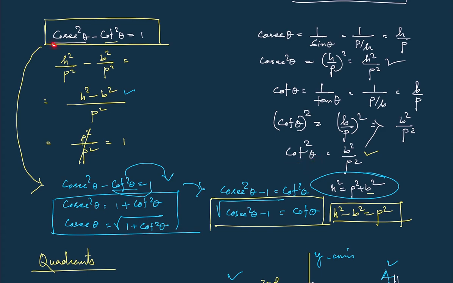Now you replace cosec square theta. You can see here cosec square theta is h square by p square, and we replace cot square theta with b square by p square.